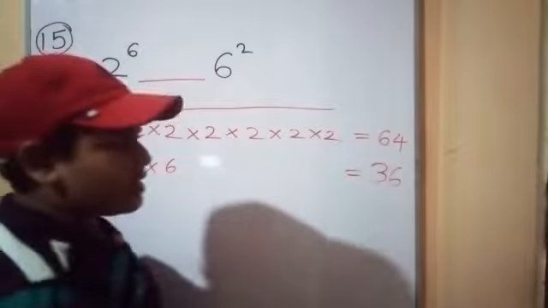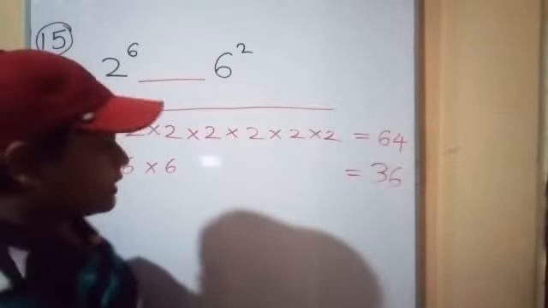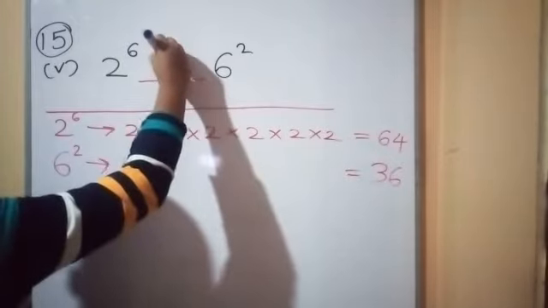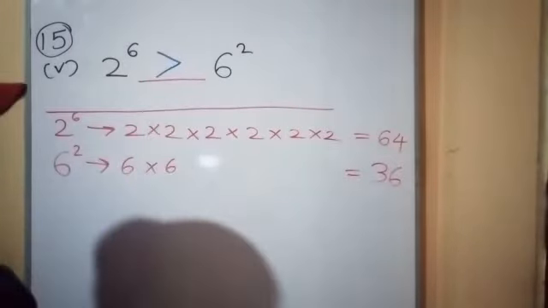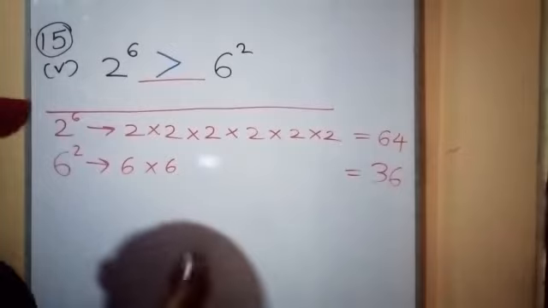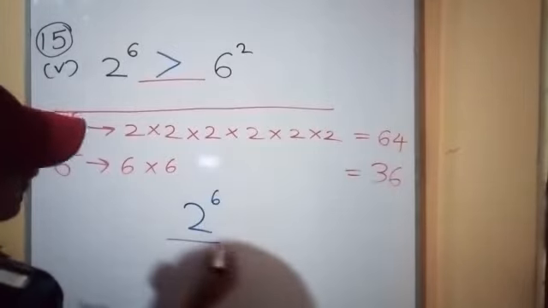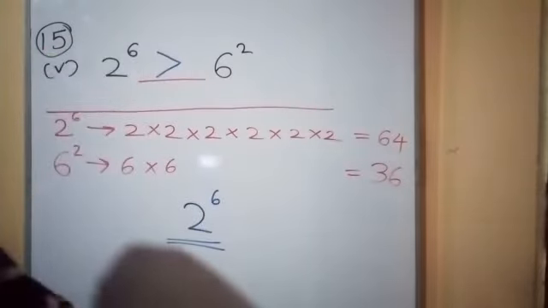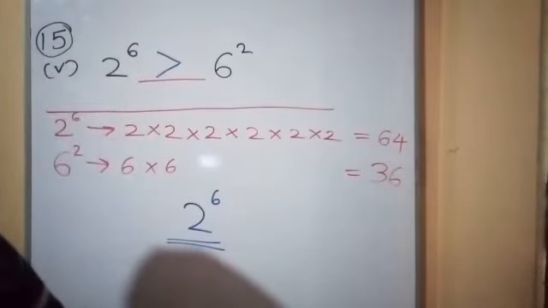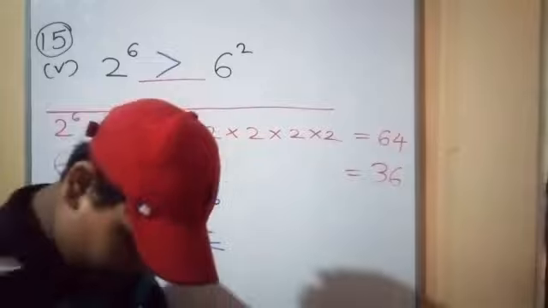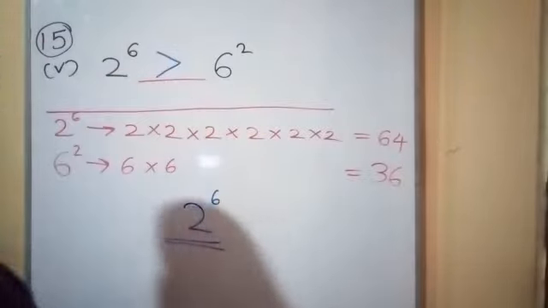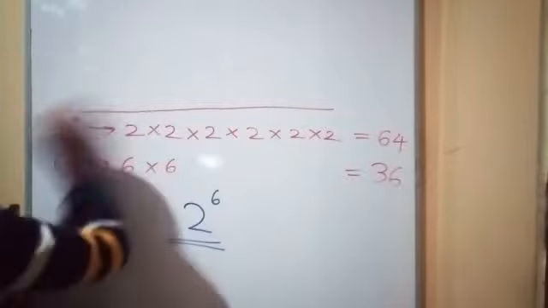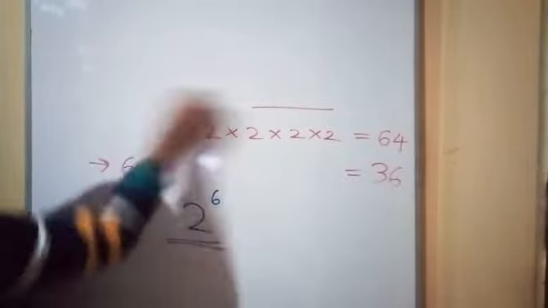Now what's the biggest one? 64. So you can write 2 to the power 6 is greater than 6 to the power 2. That means 2 to the power 6 is the larger one. Okay, the 15th question is finished.